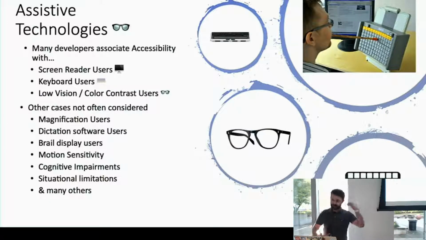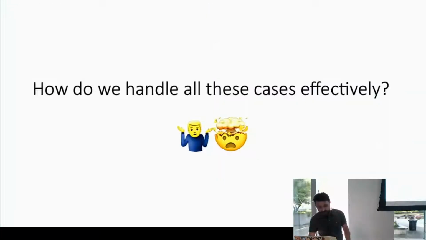For me, it's my puppy in my left hand and trying to browse the web with my right hand. So how do we handle all those cases? I just dumped a ton of things on you guys. So if you're a web developer and you've gone through testing, you're probably typically testing with a mouse. So how do you test for all of those different cases we just went through?